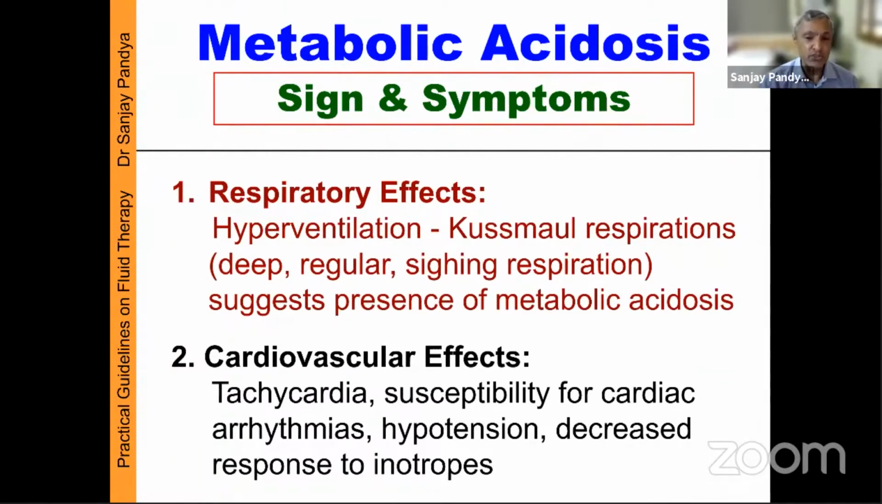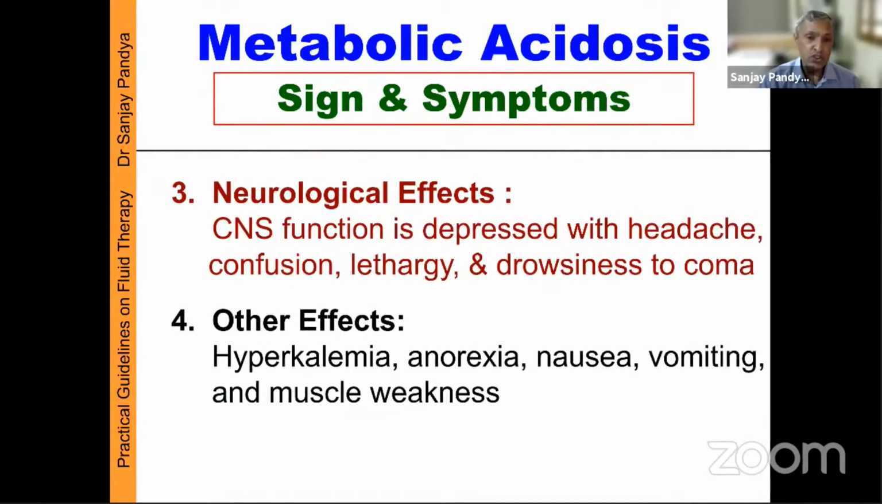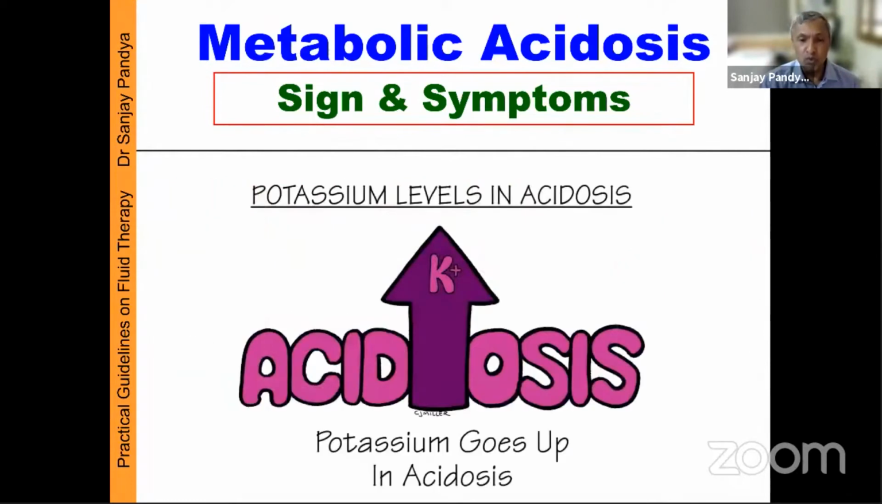Metabolic acidosis can lead to cardiovascular effects like tachycardia and susceptibility to cardiac arrhythmia. They are more prone to develop hypotension, and if they are hypotensive and acidosis is present, there is a decreased response to inotropes. Neurological problems like headache, confusion, and lethargy can occur, and these patients are also more prone to develop hyperkalemia. So if a patient has metabolic acidosis, we need to keep in mind that hyperkalemia is a possibility.